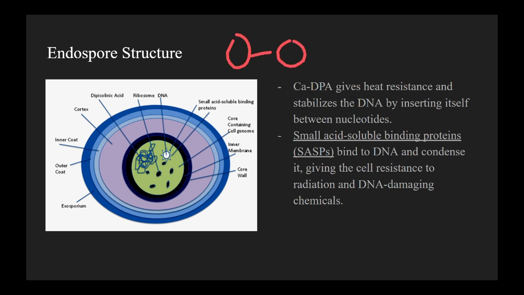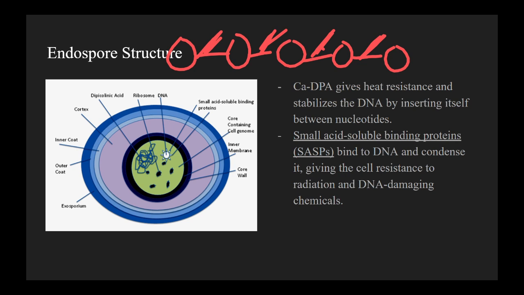But DPA can also insert itself. So you have the nucleotides, right? In DNA, you have all these nucleotides. I'm just simplifying them to circles. It'll insert itself between the DNA like this, and that basically stabilizes the DNA a ton. Normally if you add a lot of heat, the DNA will break and melt and denature, and it'll mess up, and that's really bad for us, right? But this DPA stabilizes the DNA, so it's very resistant to heat.